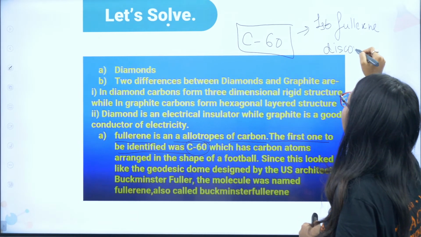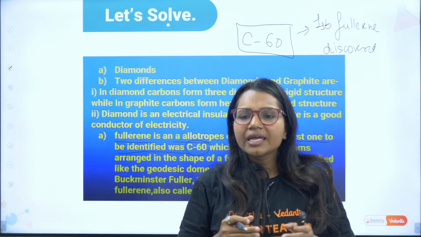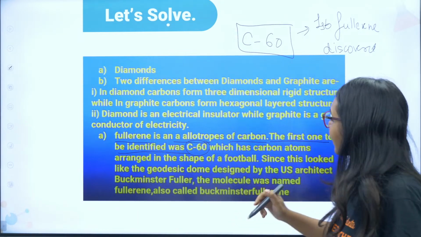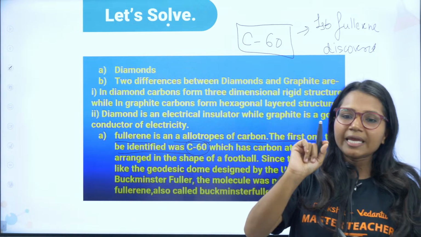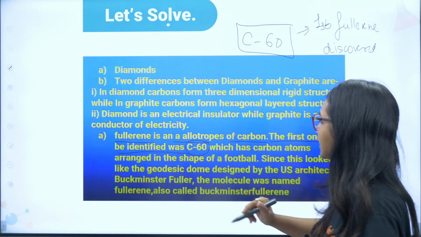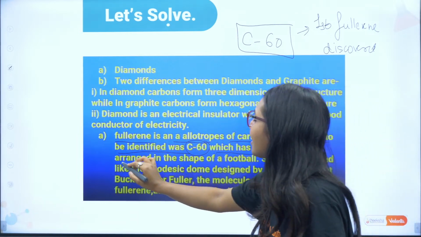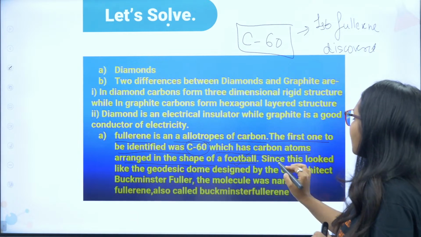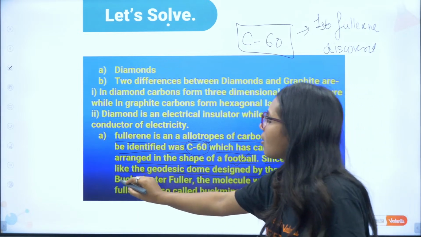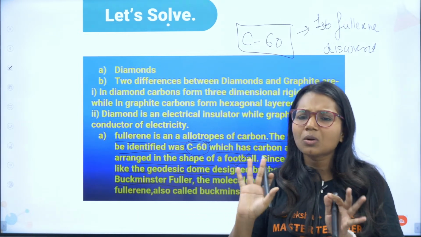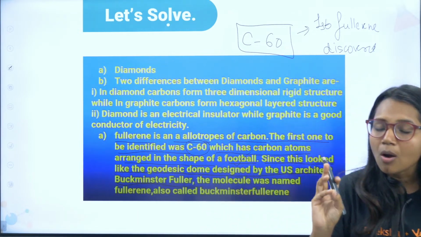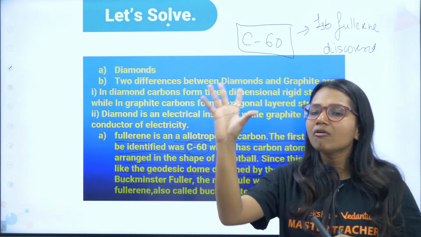And how does it look? How does it look, guys? It is also an allotrope of carbon. Absolutely correct, Samyukt. So the first fullerene, yes, it is like a football. Correct. It is a football-like structure, which has the carbon atoms arranged in the shape of a football. Since it looked like that, the name comes from Buckminster Fuller. You don't need to write this. You just tell that very important point. Fullerene is an allotrope of carbon. First, it looks like a football.